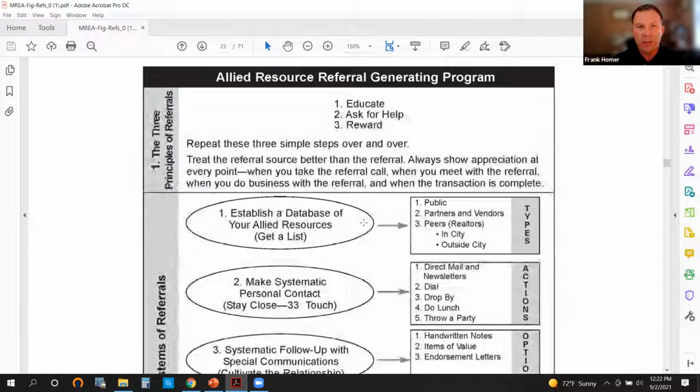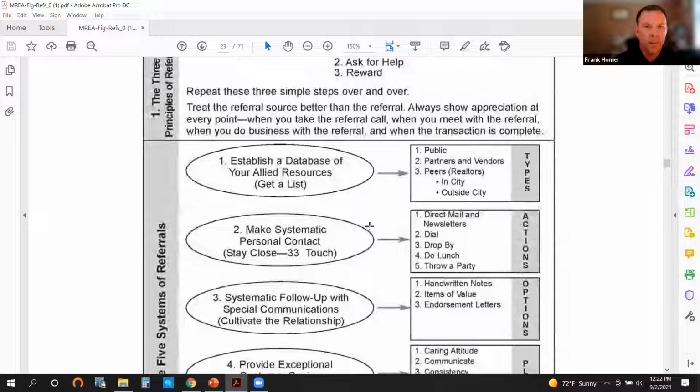Quite interesting. The three parts to building a strong allied resource referral generating program. Right there at the top, the three fundamental principles: treat the referral source better than the referral. So always show appreciation at every point. When you take the referral phone call, when you meet with the referral, when you do business with them, and when the transaction is complete.